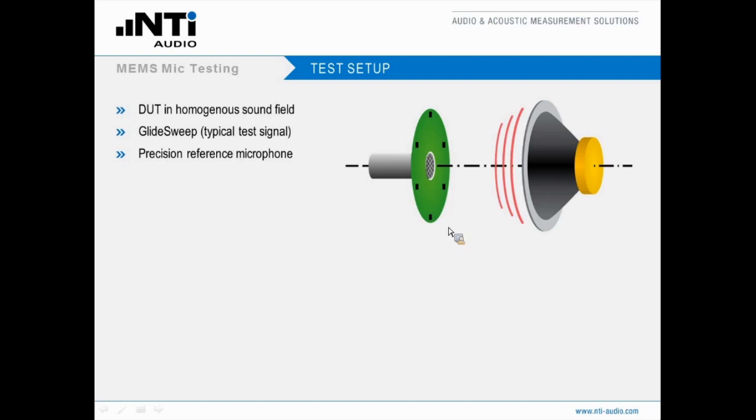We also need a precision reference microphone for two reasons. The first one is when we want to determine the frequency response of these MEMS microphones, we have to compare them against a known reference, and that would be our precision microphone. And the second reason is that when we want to calibrate our system, in order to make sure that the sound pressure level coming from this loudspeaker, arriving here at the device under test, has a certain value, we need a reference microphone with a known sensitivity in order to calibrate the system.